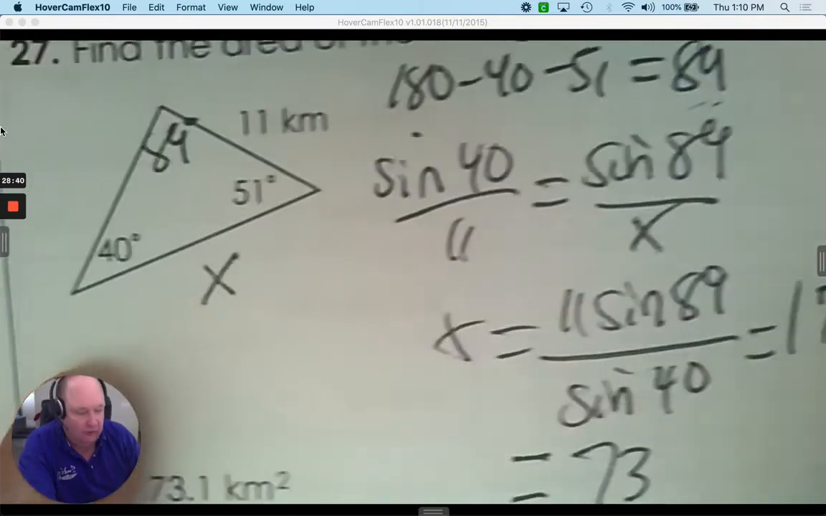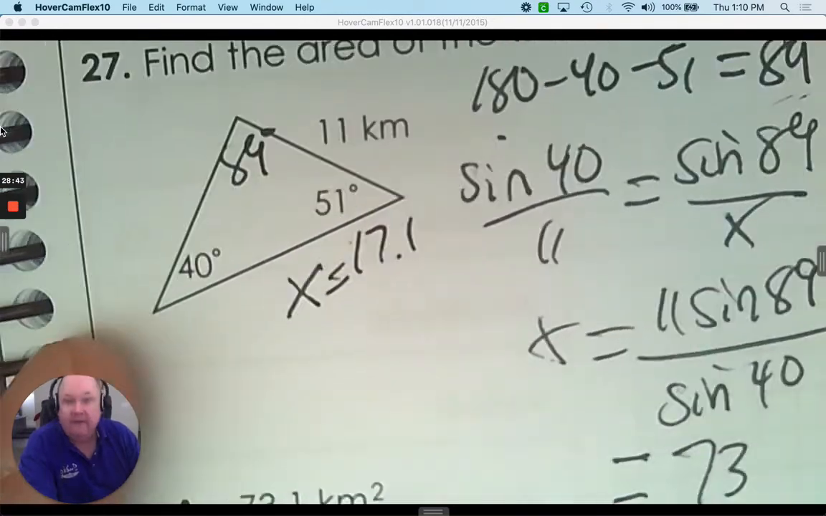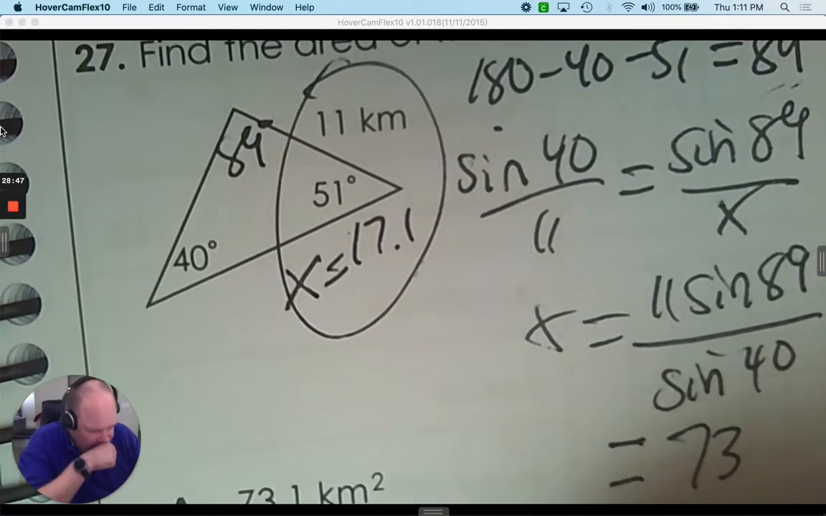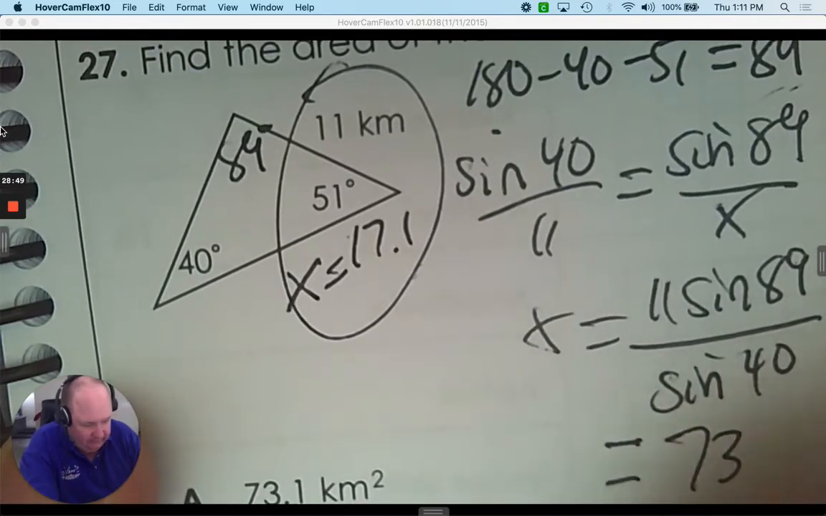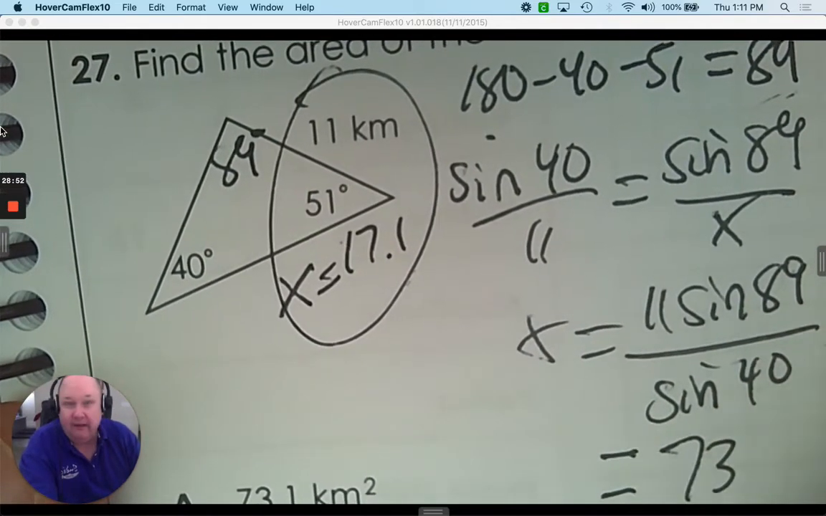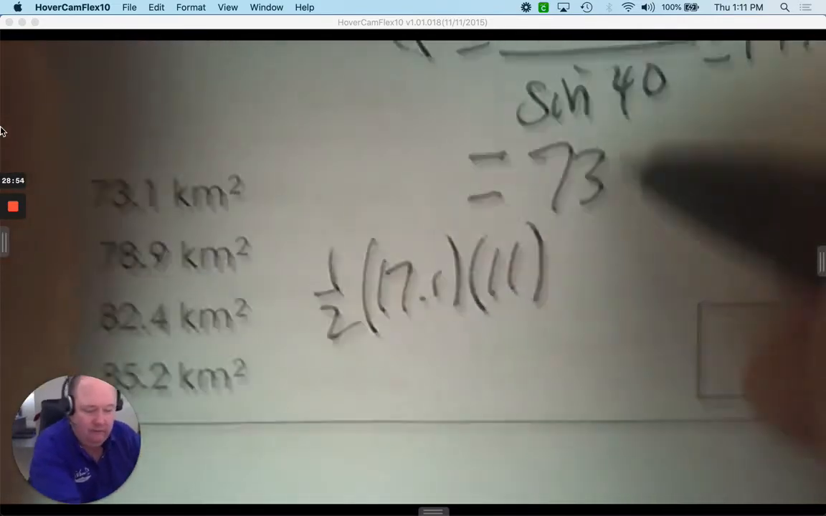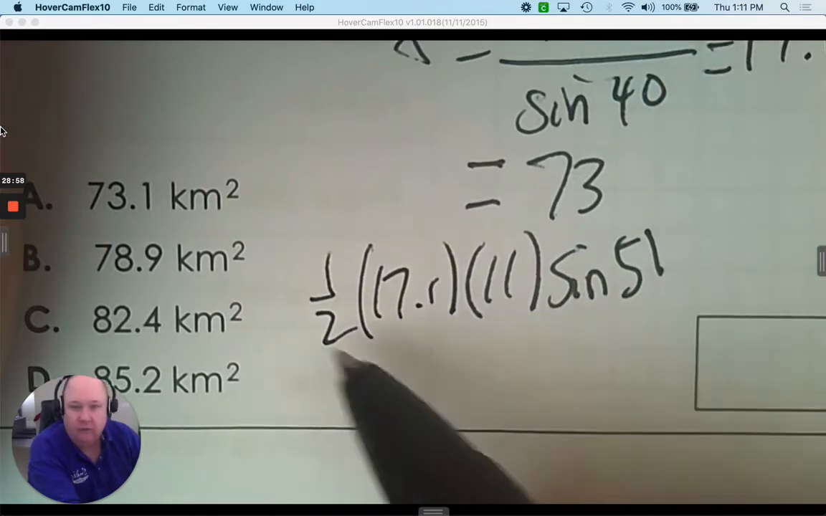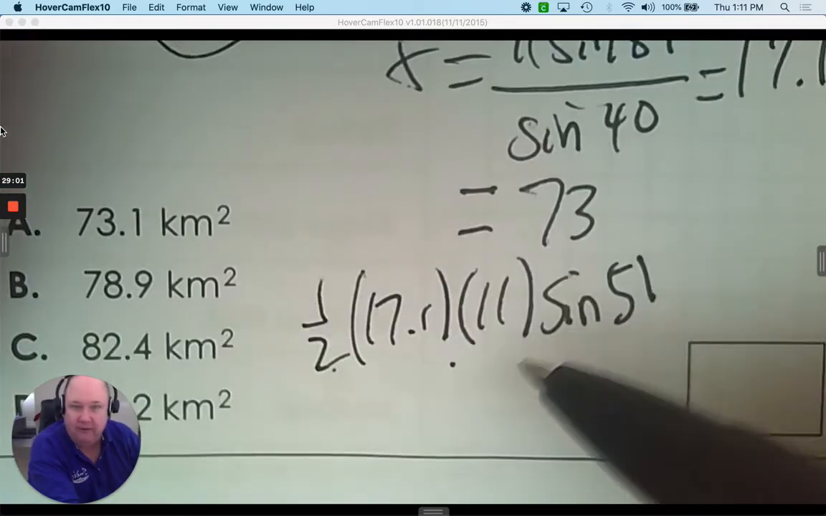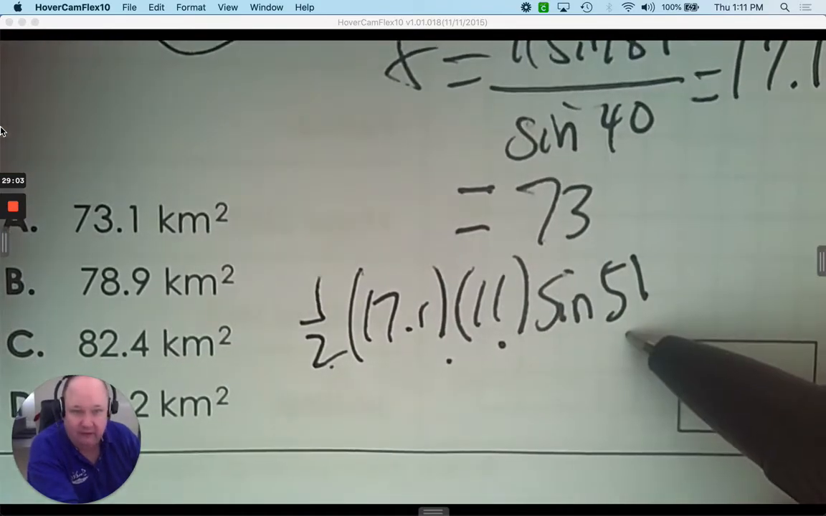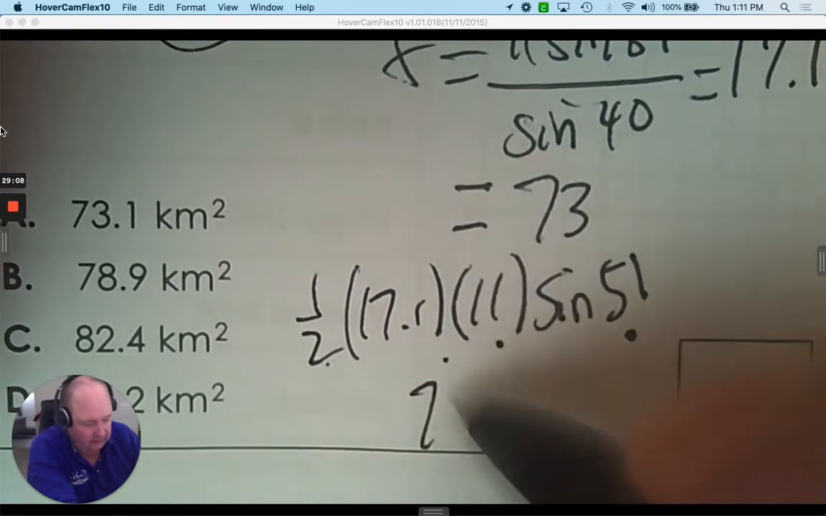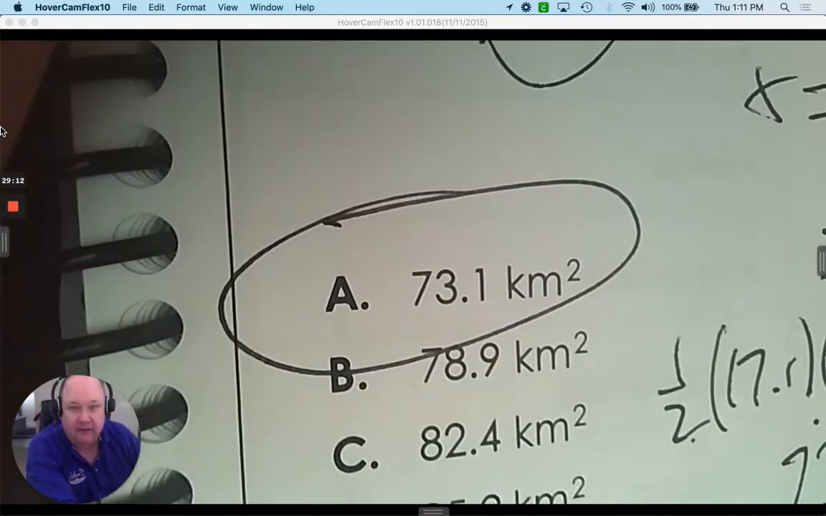So now that you know that's 17.1, the trig formula is side angle side, is 1/2 times 17.1 times 11 times the sine of the angle in between them. So 1/2 times 17.1 times 11 times sine 51. Put that together, and you get 73.1. That's where that came from. So the answer is A.